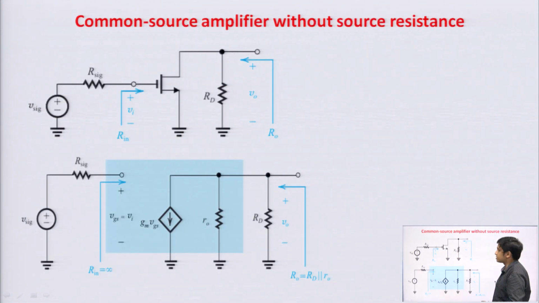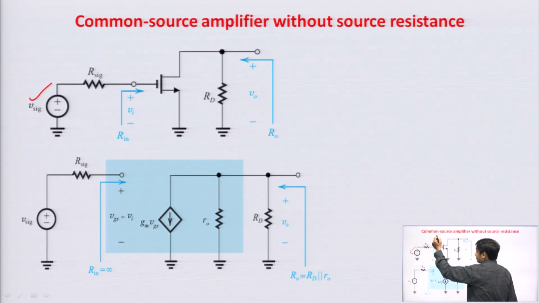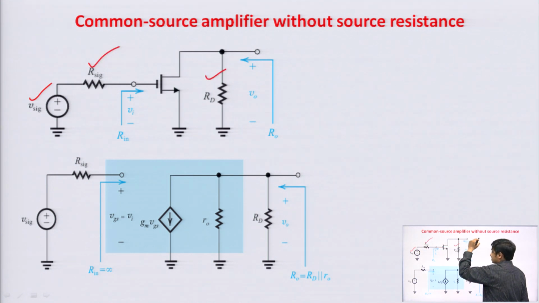So, common source amplifier without source resistance. You can see that now there is no DC supply, no DC current source, no DC voltage source, because in small signal analysis we just remove these sources. A DC voltage source is short circuited, and a DC current source is open circuited. Fine. This V sig is the signal to be amplified, the input AC signal. The internal resistance of V sig is R sig, and RD is the drain resistance.